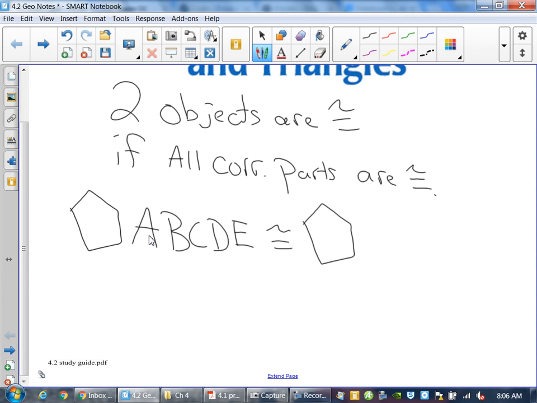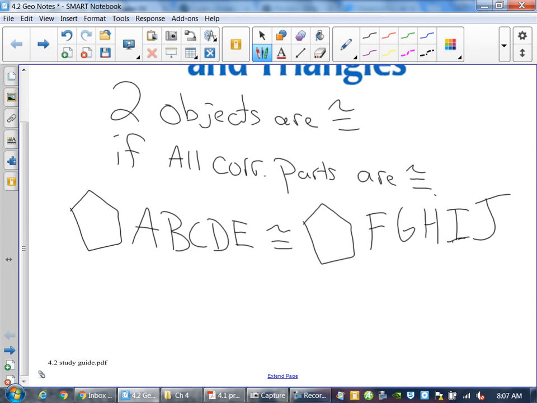So W, X, Y, Z. Mr. Murphy, can you move for a second, please? Corresponding. I'll show you here in a sec. So, let's see. Then we have, I'm just going straight through the alphabet here.